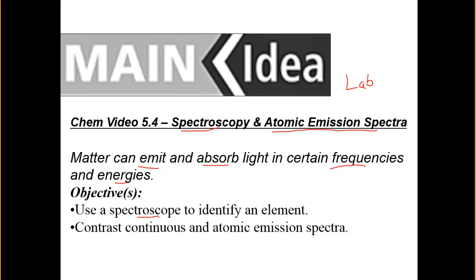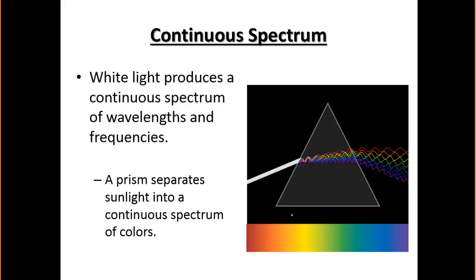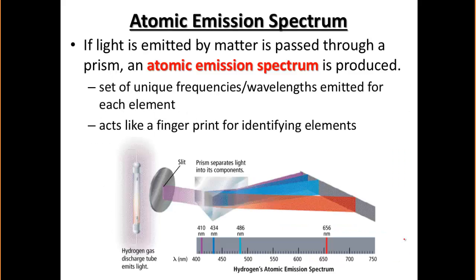So we're going to look at what the spectroscope is, and we're going to look at continuous and atomic emission spectra. When we look at just white light for a second before we get into this, sunlight coming in is an example of white light. If you have it go through a prism, you can separate that out into the different colors of light. A prism separates the continuous spectrum, or all the ROY G BIV colors, all of the colors of light that we can visibly see.